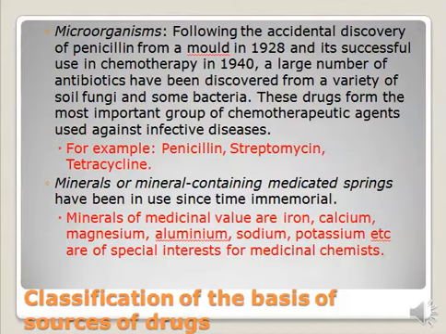After the discovery of penicillin, a large number of antibiotics have been discovered from a variety of soil fungi and some bacteria. These drugs form the most important group of chemotherapeutic agents. Examples are penicillin, streptomycin, and tetracycline. All of these are basically medicines that are obtained from microorganisms.